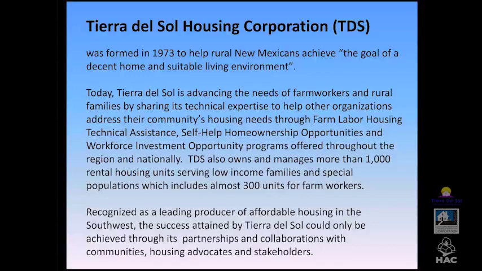Terre del Sol is recognized as a leading producer of affordable housing in the Southwest, and that can only be achieved through the partnerships and collaborations that it has with communities, housing advocates, and stakeholders. And as anyone who's delved in this type of project before knows, those projects absolutely have to involve that type of relationships.